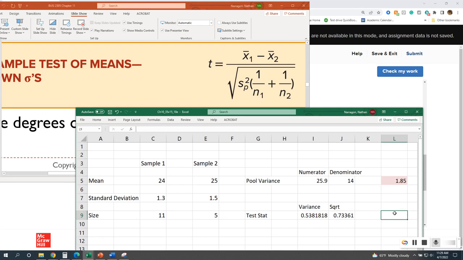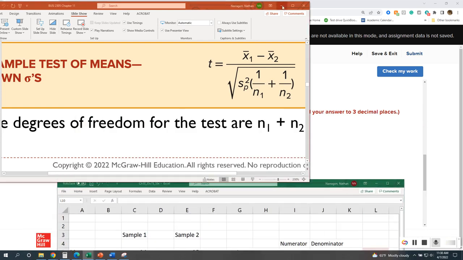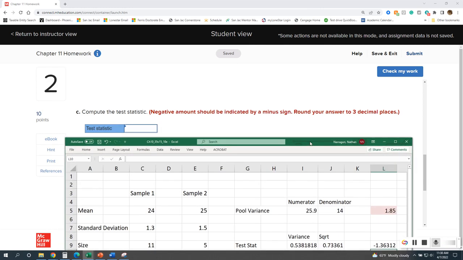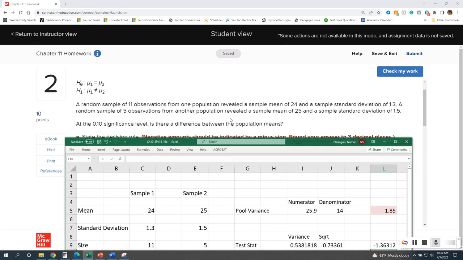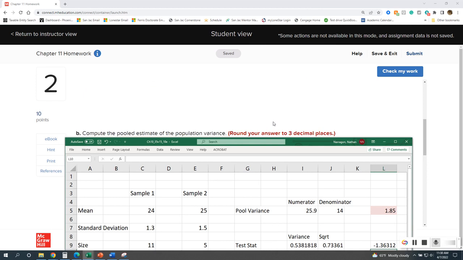Now, we can do it just like we did for population. Where we're going to take our means. Okay. So, sample 1 minus sample 2 divided by our square root. We're equal to negative 0.36312. Double check, since I know I was messing with the means.